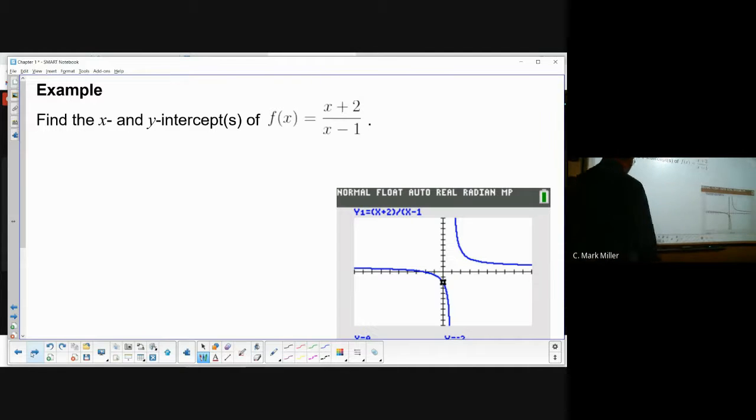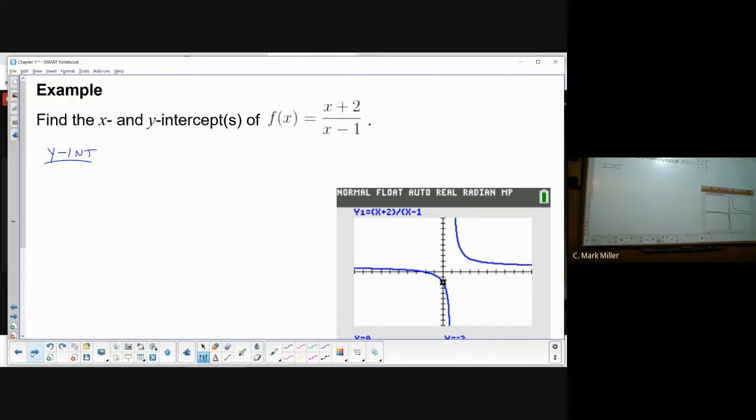Y-intercept? Sometimes there is no y-intercept. That's a possibility. When you plug in 0, you might get a 0 in the denominator. You plug in 0, you may get a negative under a square root. In those cases, there is no y-intercept. Perfectly acceptable answer.